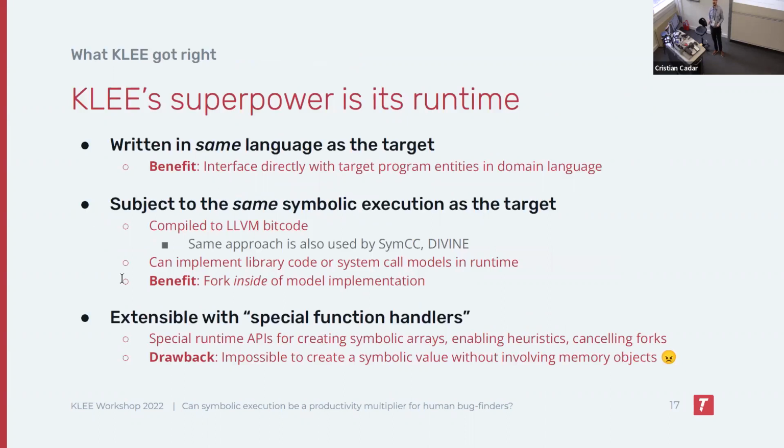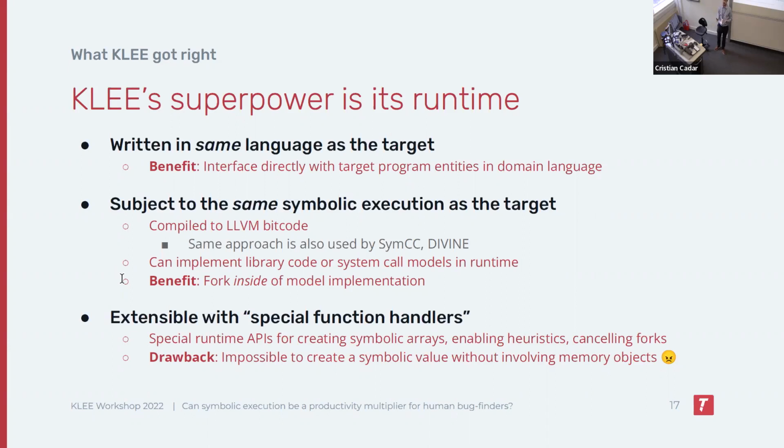I mentioned earlier that I think KLEE's runtime is its superpower. Just to set the stage, the runtime is where KLEE libc is. It's where you would put your system call models. If you see examples of klee_make_symbolic, that's all code that exists in the runtime, and it's compiled to LLVM bitcode. Then your target is compiled to LLVM bitcode, and the two are linked together.